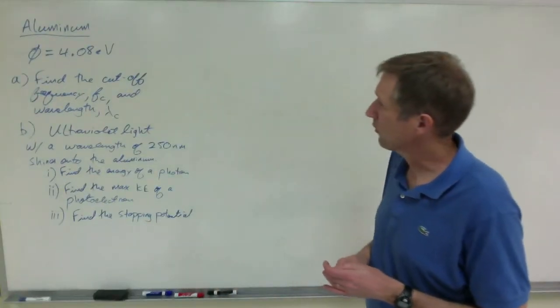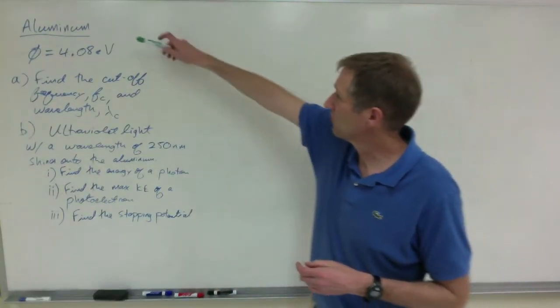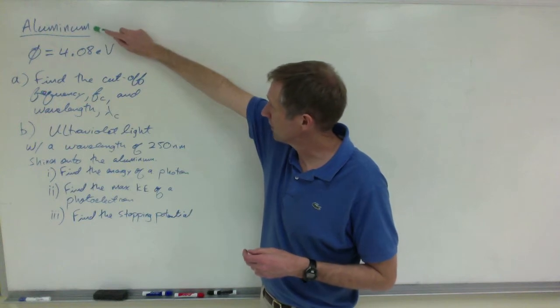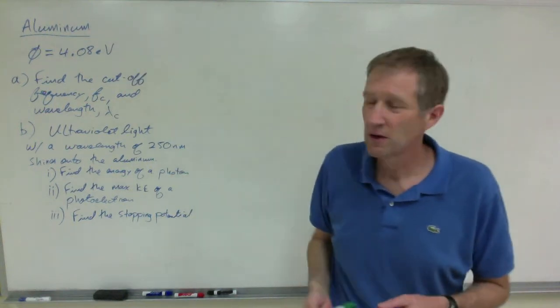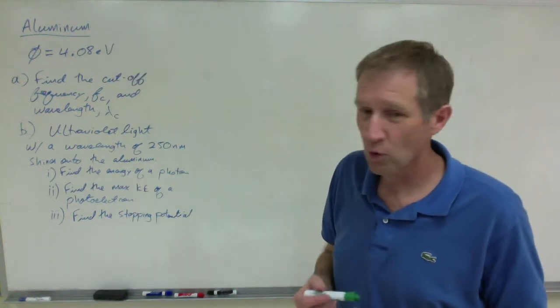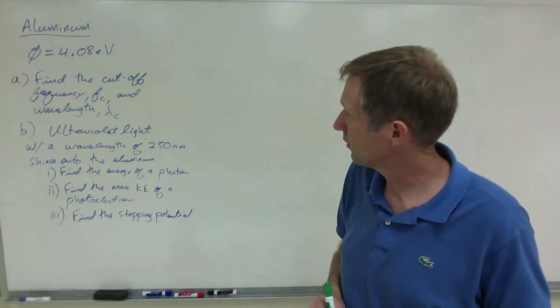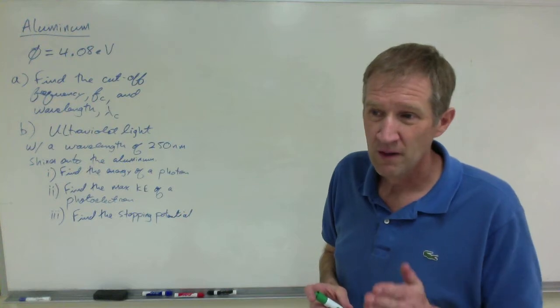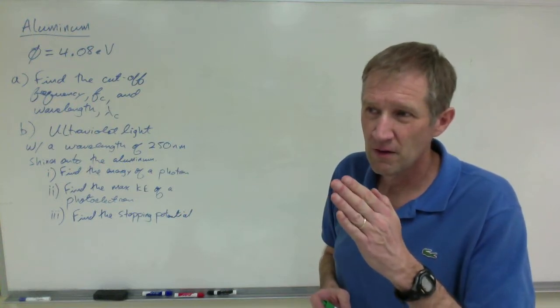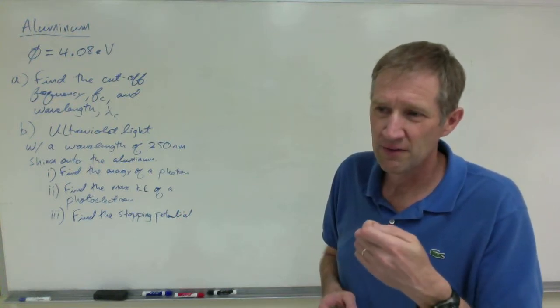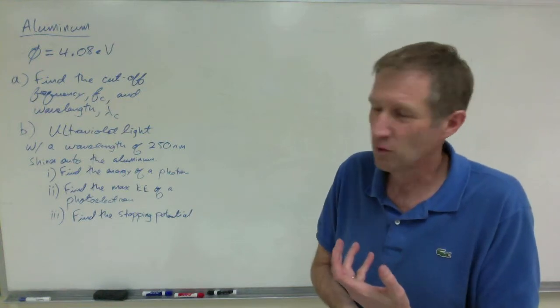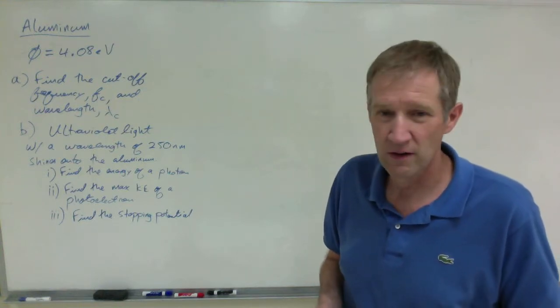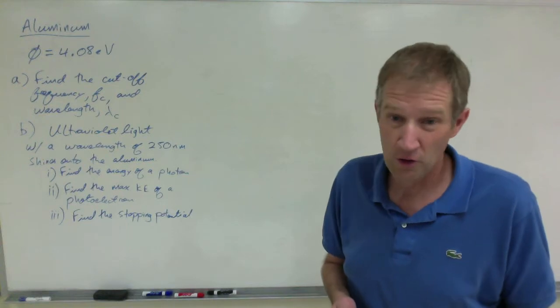All right, now it's time for an example. So let's take a piece of aluminum. If you look up in the textbook, you'll find that aluminum has a work function of 4.08 electron volts. That means that you need photons that have an energy greater than 4.08 electron volts to actually create a current.